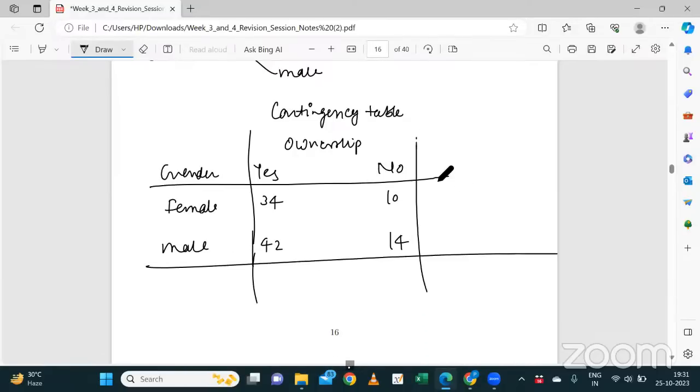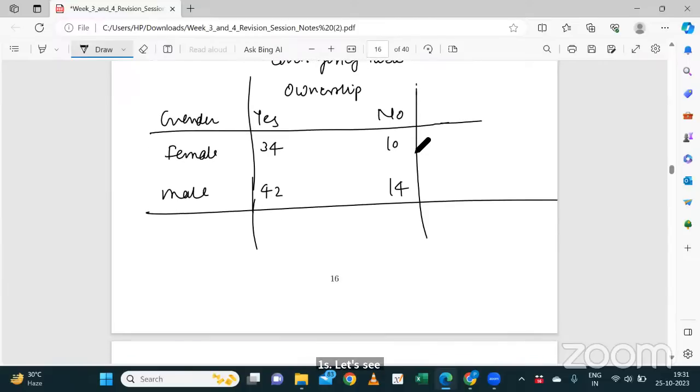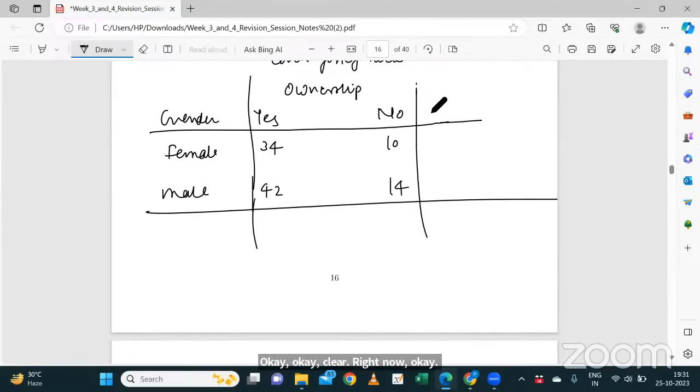First of all, this will represent the row total, and this will give me the column total. In week 2, you have done relative frequency, right? How can you find the relative frequency?